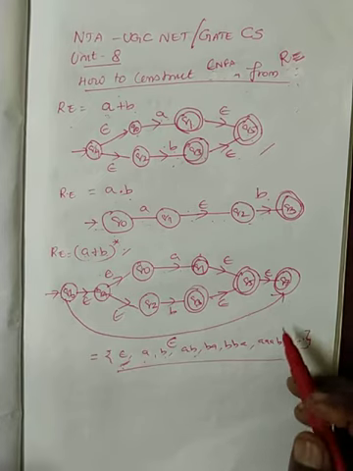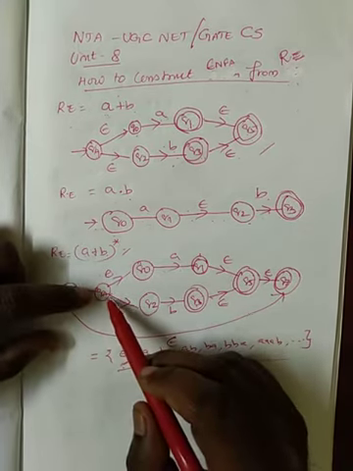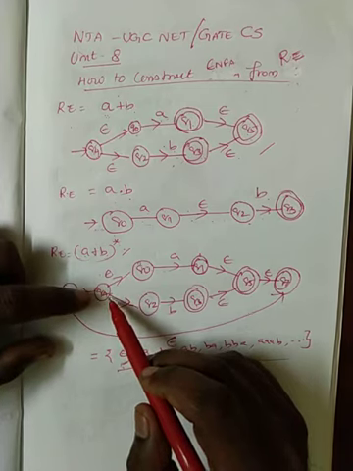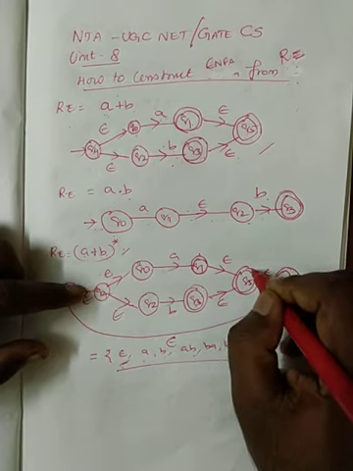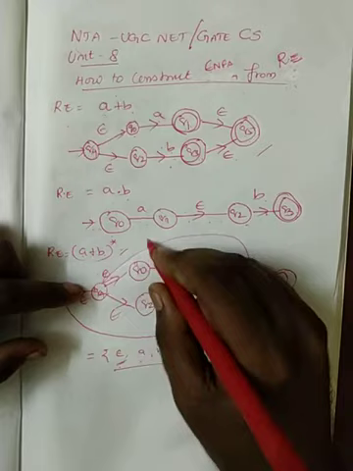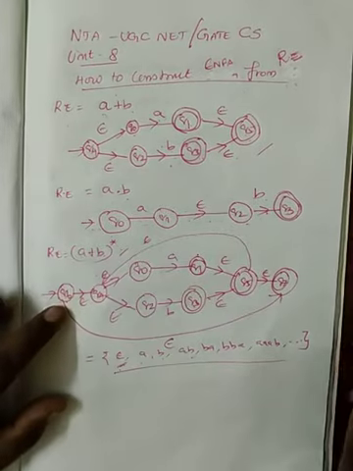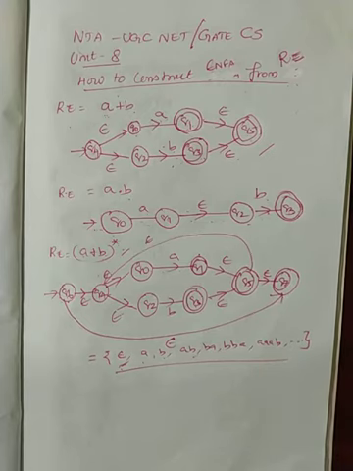Now suppose it goes with A or B, it has to be able to again accept A or B. So for that you draw one more transition here, that is epsilon. So this is the right diagram for A plus B whole star.